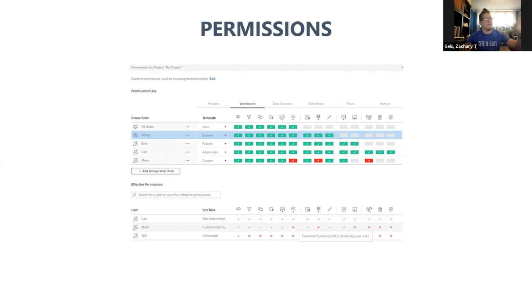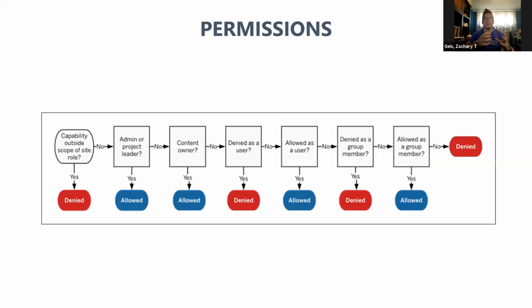What I've done instead of explaining it through this is I brought in a chart that I really like, that I think explains roles very well. It's really just a set of whether it's allowed at a certain level or not. So if we move over here to the left, we're going to start off with how permissions are set, a capability outside of the scope of the role. What I mean by that is if I am a viewer, there are certain things that I just can't do by default. I can't publish a workbook. That's just out of my role. So I'm denied. But if it is inside of my role, I can keep going. Now it checks if it's an admin or a project leader.